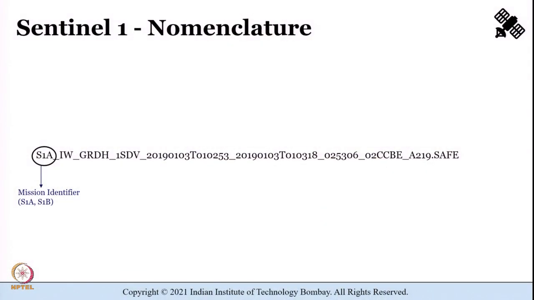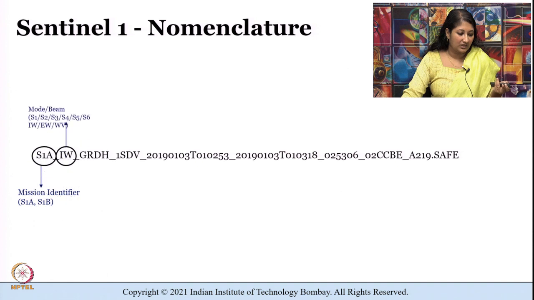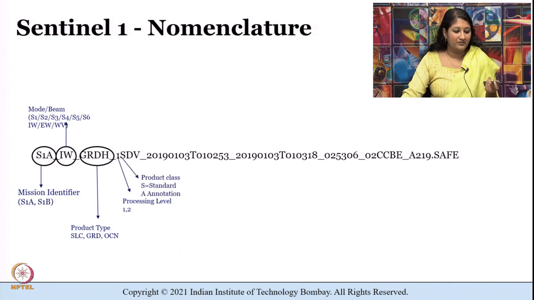By now our file would have downloaded, and before we start to work with the file, I thought it would be a good idea to understand the pretty lengthy nomenclature of the Sentinel files. So, let us quickly try to understand what it means. Typically the first 3 letters, S1A, are the mission identifier, the Sentinel-1A mission identifier. The next term is the mode or the beam. Then we have the product type, which we just discussed, SLC, GRD, OCN, level 1 or level 2, followed by the processing level. In this case, it is GRD level 1. Then we have the product class, where S stands for standard and A is for annotation, okay. And then we have the polarization.